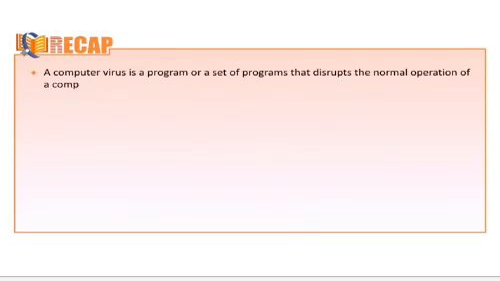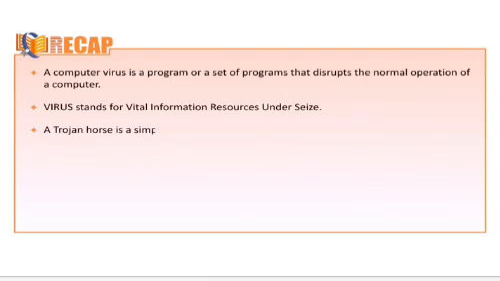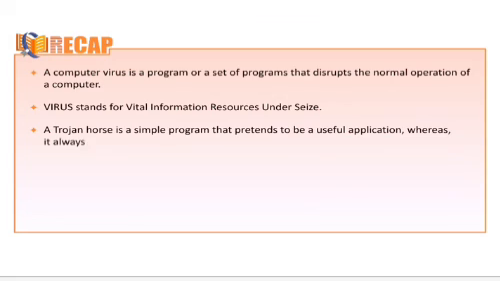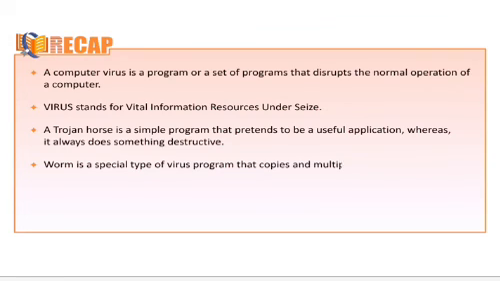Okay, students, let us take a quick recap of this chapter. A computer virus is a program or a set of programs that disrupts the normal operation of a computer. Virus stands for Vital Information Resources Under Siege. A Trojan horse is a simple program that pretends to be a useful application, whereas it always does something destructive. Worm is a special type of virus program that copies and multiplies itself by using computer networks and security flaws.